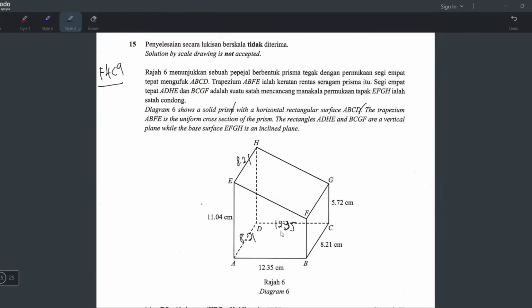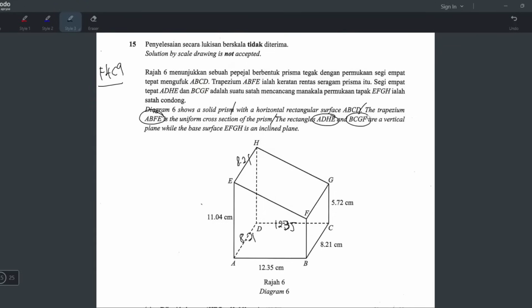Rectangle means top and bottom are the same, left and right are the same. The trapezium ABFE is the uniform cross section of the prism. So where's ABFE? This one. And they say this is the cross section. And yeah, I agree because right behind it there's another trapezium with the same size. Okay, so far so good.